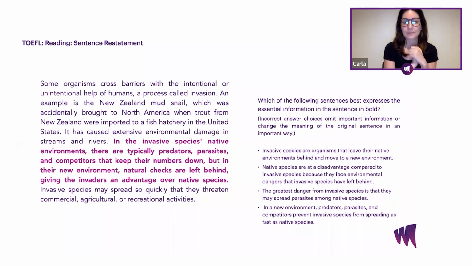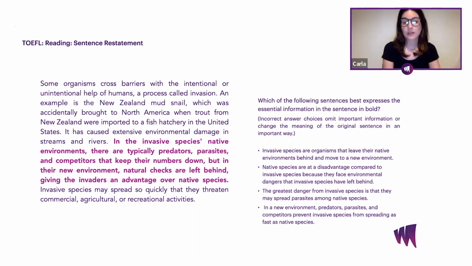Okay? All right, so we're going to break down what's in bold. As you know, the paragraph is talking about invasion, and the sentence is focusing on some details about what happens with invasive species. So it says, in the invasive species' native environments, there are typically predators, parasites, and competitors that keep their numbers down. But in their new environment, natural checks are left behind, giving the invaders an advantage over native species.